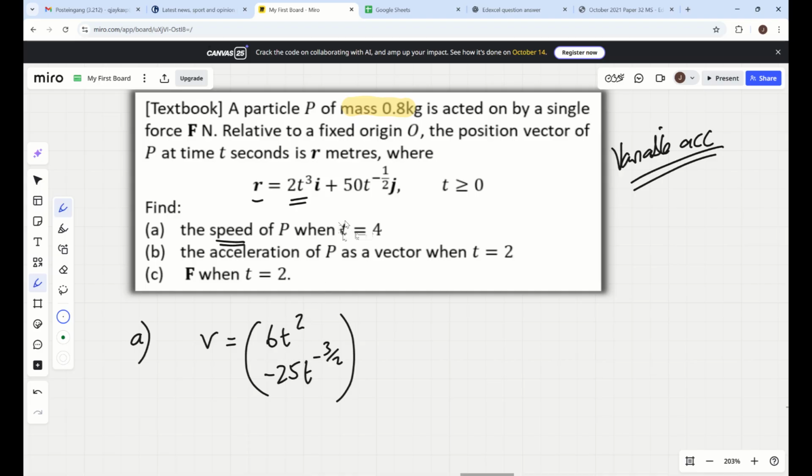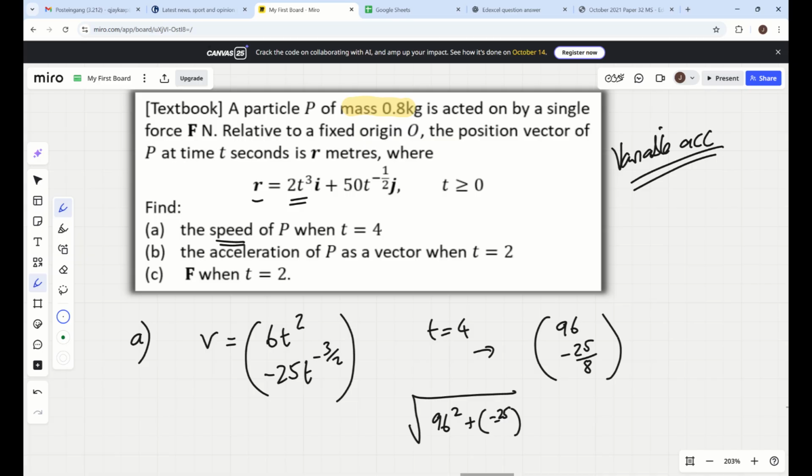So at t equals 4, let's find out what that would be. The velocity would be, for the top one, 6 times 16, so 96. And the one underneath, a bit more difficult, that should end up being minus 25 over 8. So are we done? No, because speed here means that we need to find the magnitude of this. So 96 squared plus minus 25 over 8 squared, and it must be in meters per second, we're going to get 96.1. Nothing radically different there. We just need to be a bit careful when it says speed.